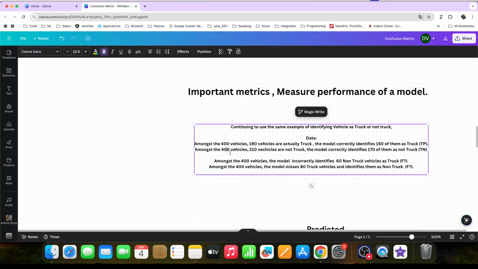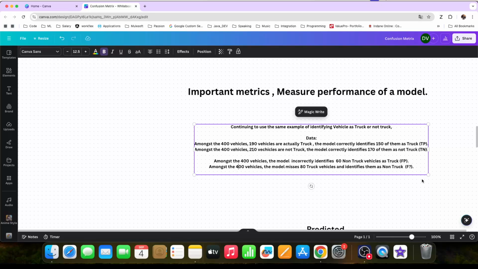Then let's move to the third use case, where out of 400 vehicles, the model incorrectly identifies 60 non-trucks as trucks. The model is falsely identifying those 60 vehicles, which are actually not trucks, as trucks. So that is a false positive. I had put a question mark for the last one.